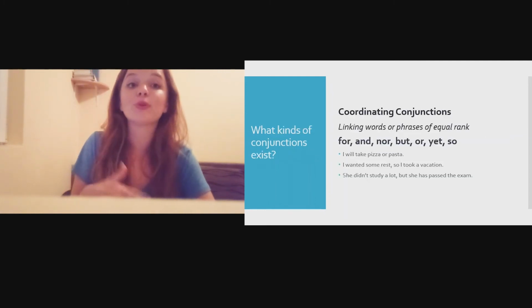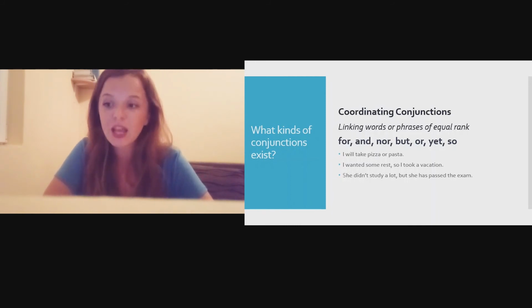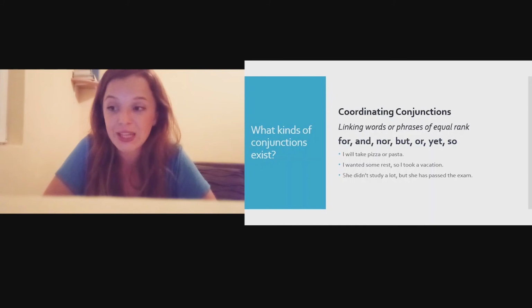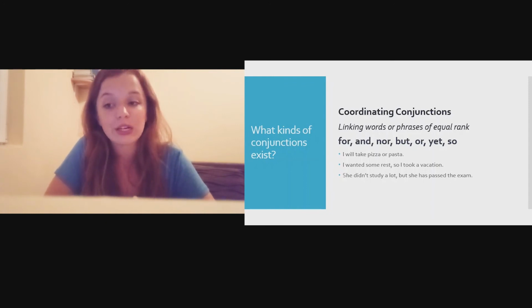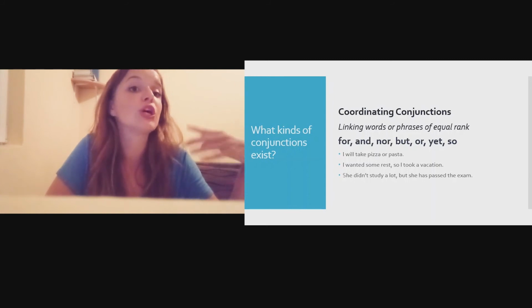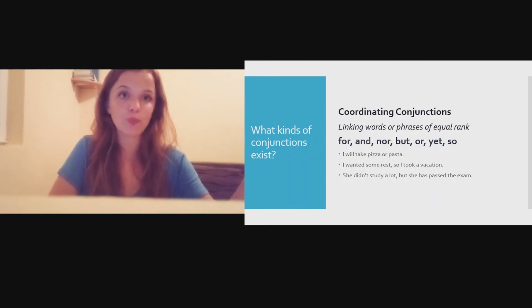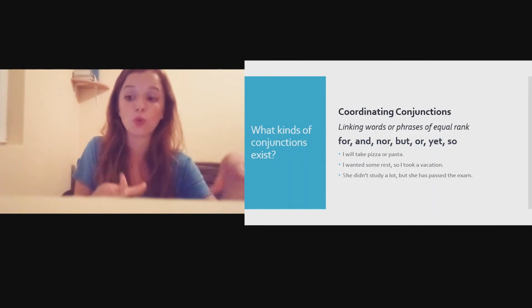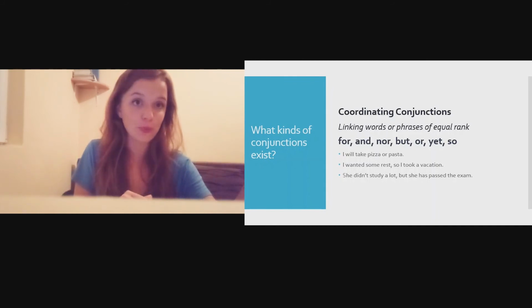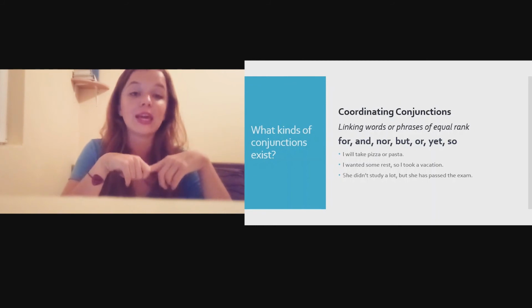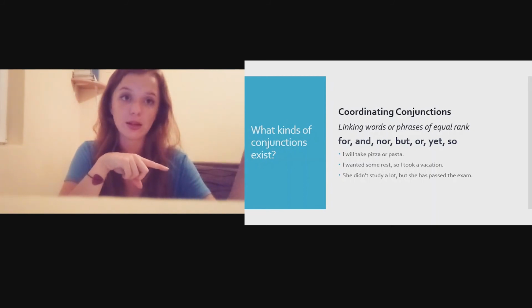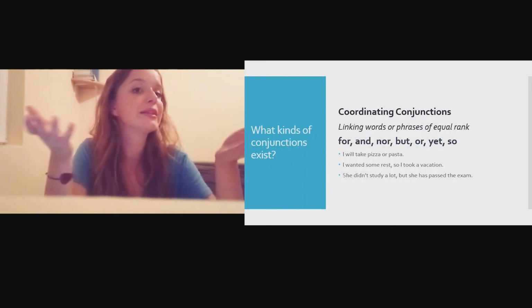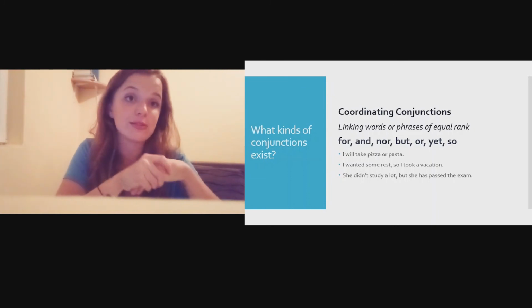We have a couple of types of conjunctions in the English language, and the first one is coordinating conjunctions. What are these? These are linking words or phrases of equal grammatical rank, equal grammatical value. Some of the examples are for, and, nor, but, or, yet, and so. We can say, I will take pizza or pasta. They're equal in the function they serve in the sentence.